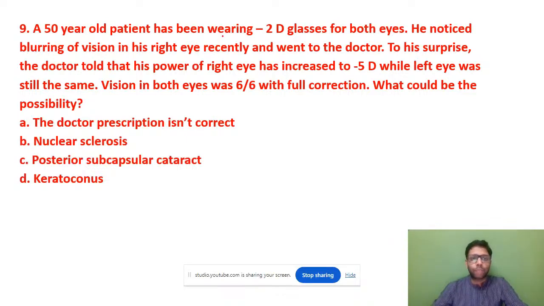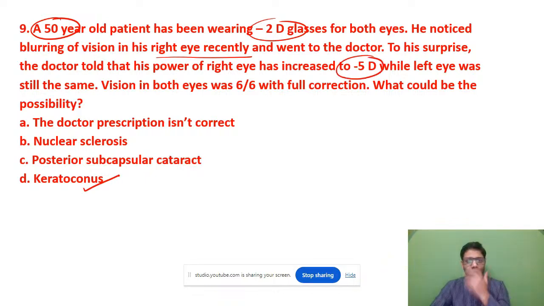The 50-year-old patient. What can you rule out by a 50-year-old patient over here? Directly, you rule out keratoconus, because keratoconus is a disease of the young. Now, he's wearing -2 diopter glasses in both eyes. He noticed blurry vision in the right eye recently. He went to the doctor. To his surprise, the doctor told him that the power of the right has increased from -2 to -5, meaning myopia has increased. Left is still the same. But still the best corrected vision is 6/6.